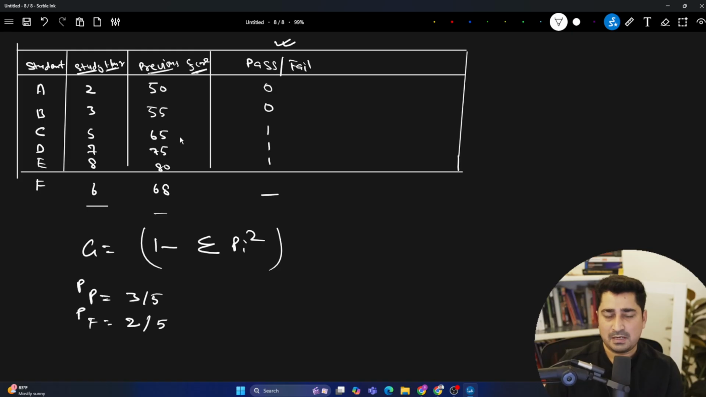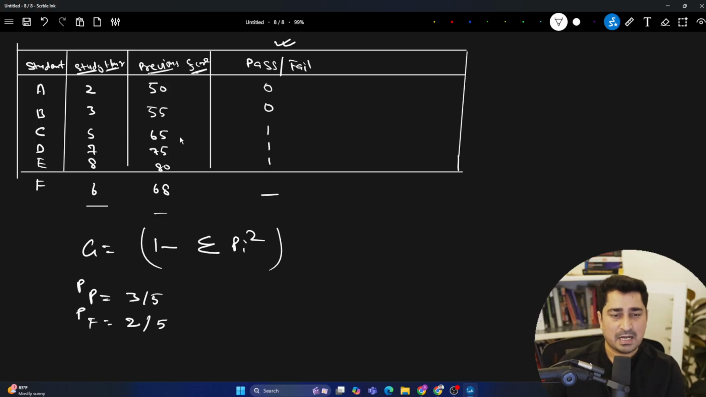If I ask you what is the probability, as per this data, that people are going to fail? Obviously you can say 2 by 5. What is the probability that people are going to pass? 3 by 5. Total number of data is equal to this one, right? So fine, we are able to find this at this point of time.